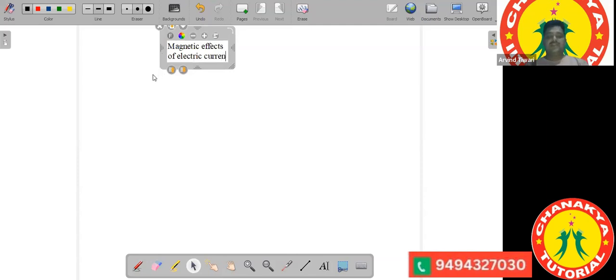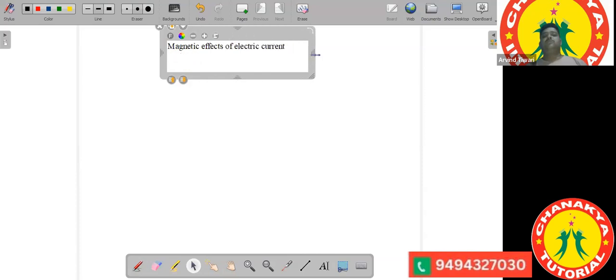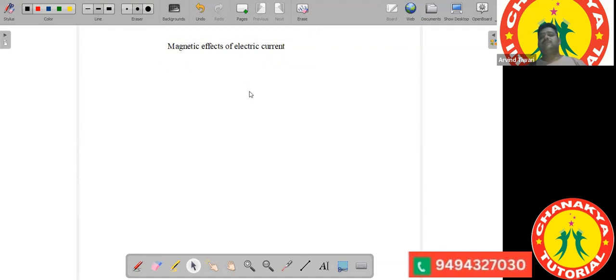Okay, so next is magnetic effects of electric current. But before that, we see what a magnet is. As we have seen, a magnet is a substance which has the property of attracting iron objects. Any magnet has the property of attracting iron objects.